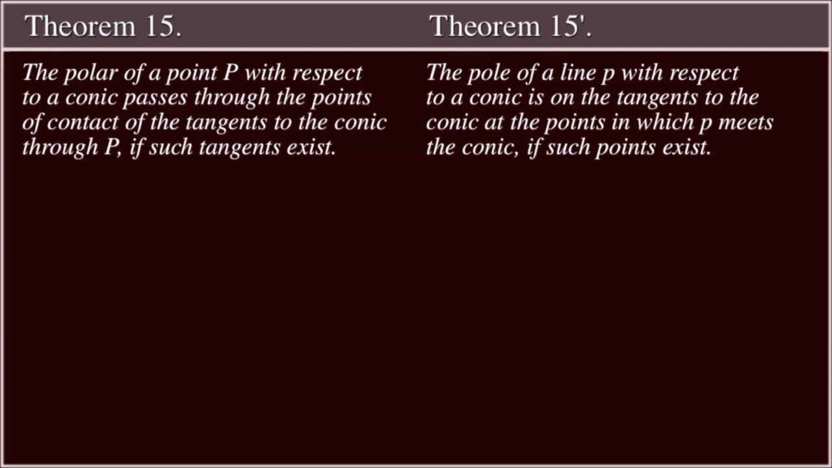Theorem 15. The polar of a point P with respect to a conic passes through the points of contact of the tangents to the conic through P, if such tangents exist. Theorem 15 prime. The pole of a line p with respect to a conic is on the tangents to the conic at the points in which p meets the conic, if such points exist.